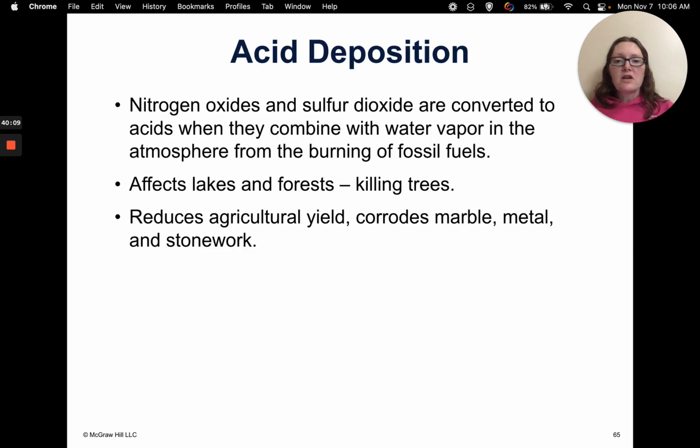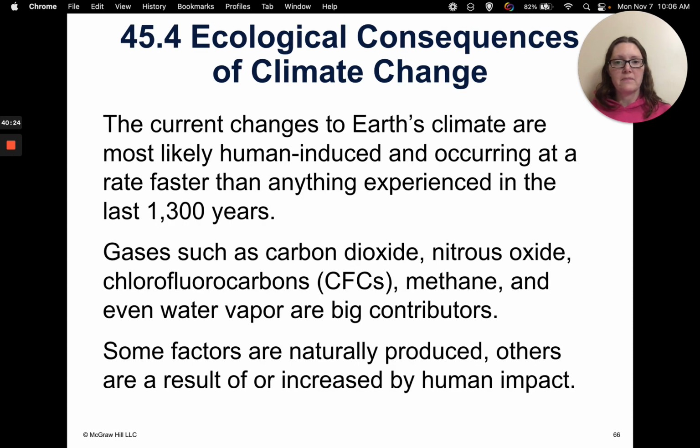So nitrogen oxides and sulfurs are converted to acids when they combine with water in the atmosphere from the burning of fossil fuels. This affects the lakes and forests, killing trees, reducing agricultural yields, and corroding marbles, metals, and stonework. So climate change is becoming an issue.